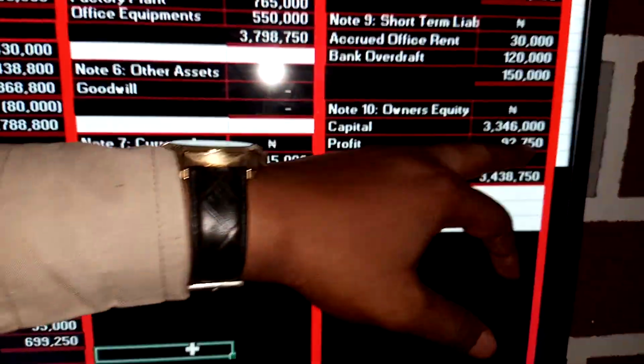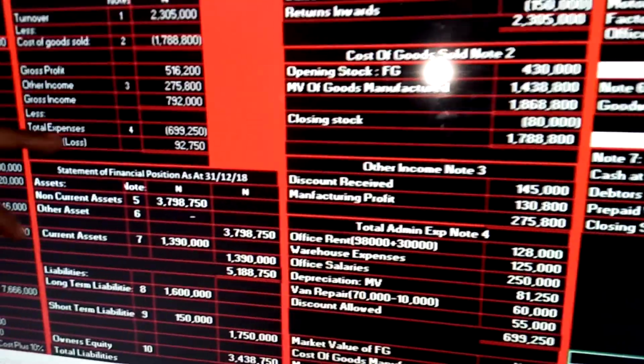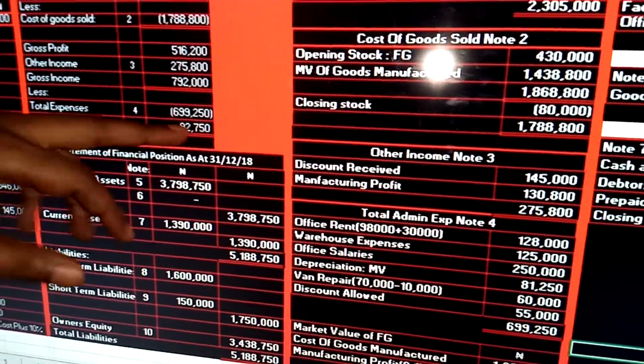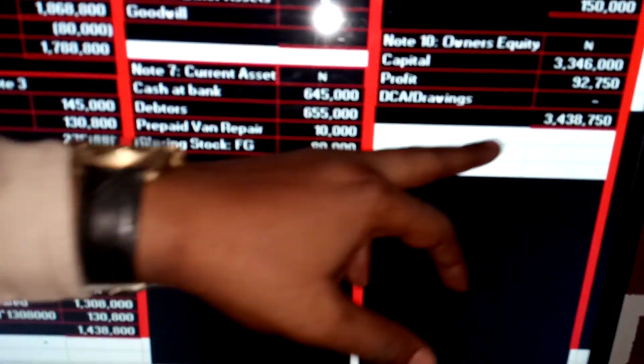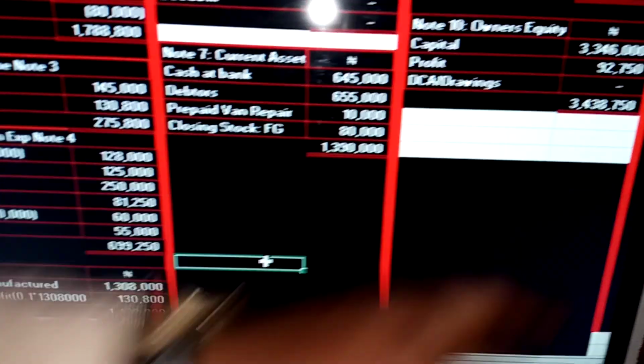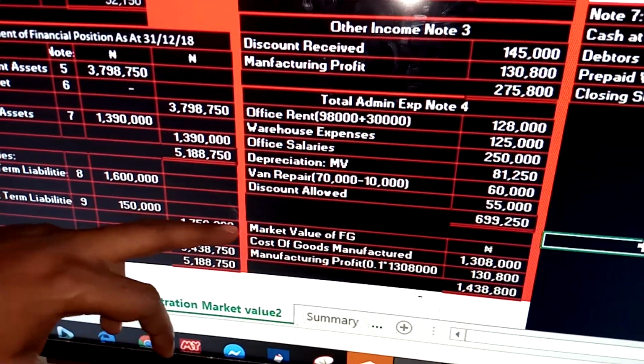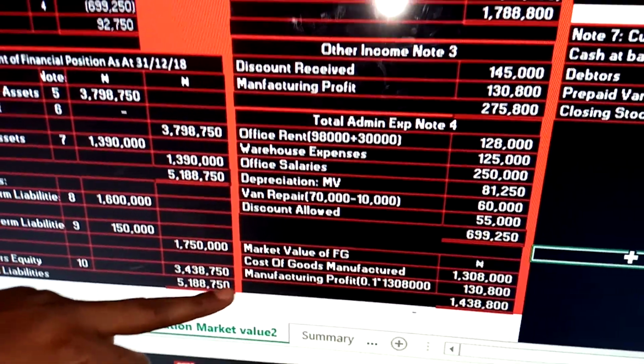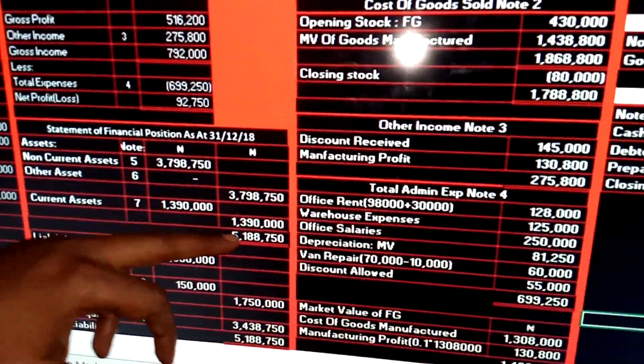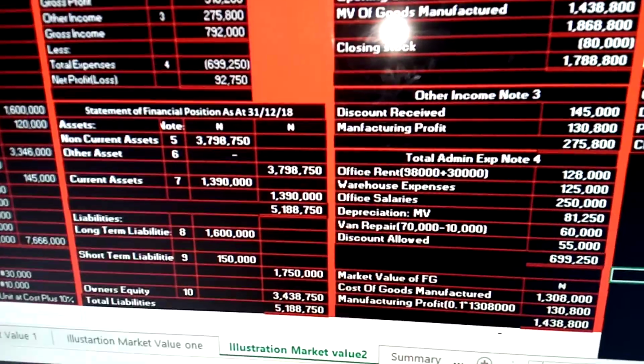Then profit is 92,750. Look at it here in the profit and loss account. So when you add, there's no drawings. When you add, you have 3,438,750. You bring it down here. Owner's equity 3,438,750. When you add it to 1,750,000, you have 5,188,750. That's your total liabilities, equal to your total assets.